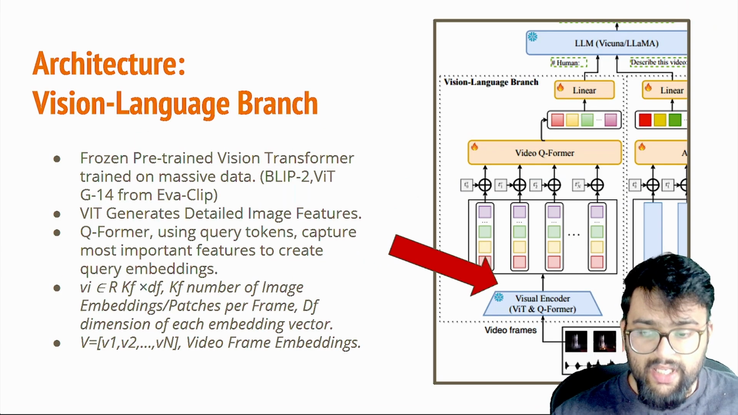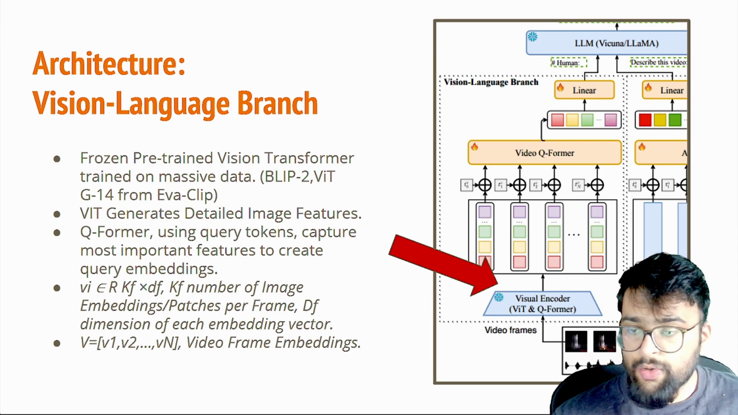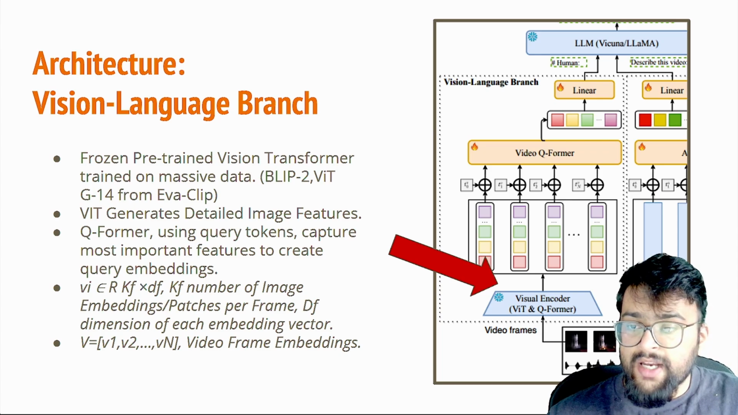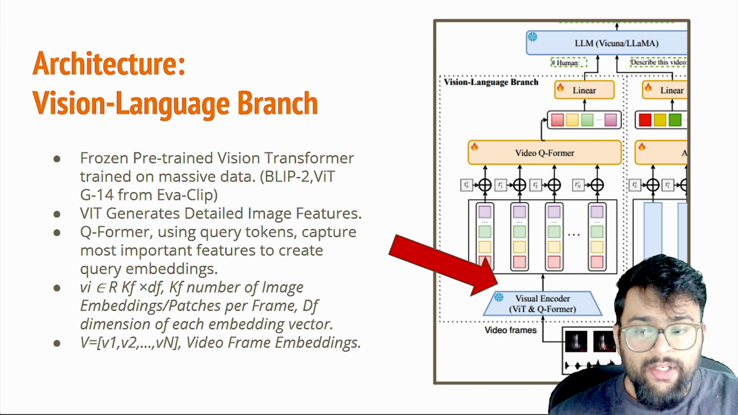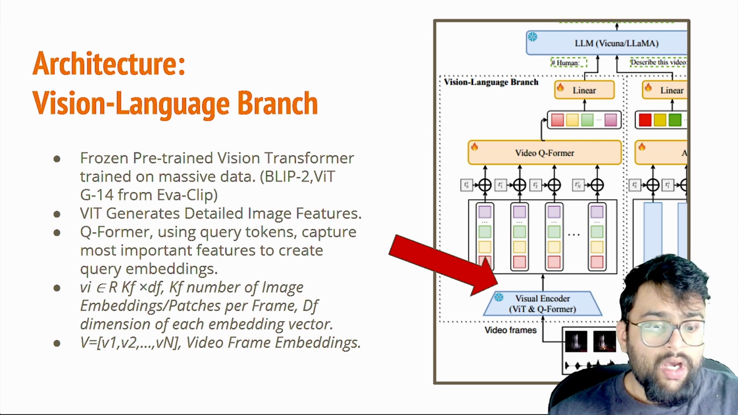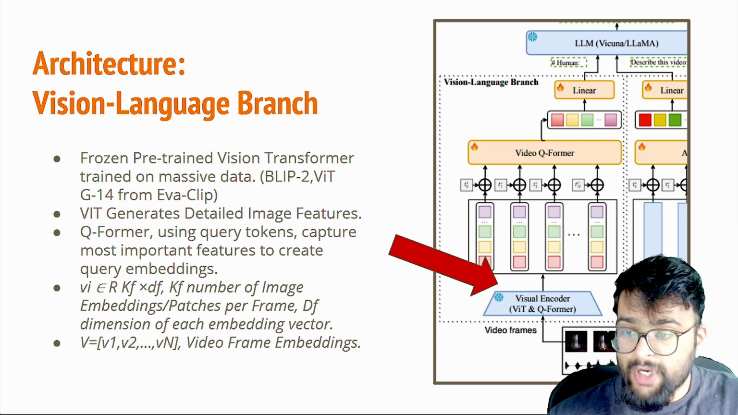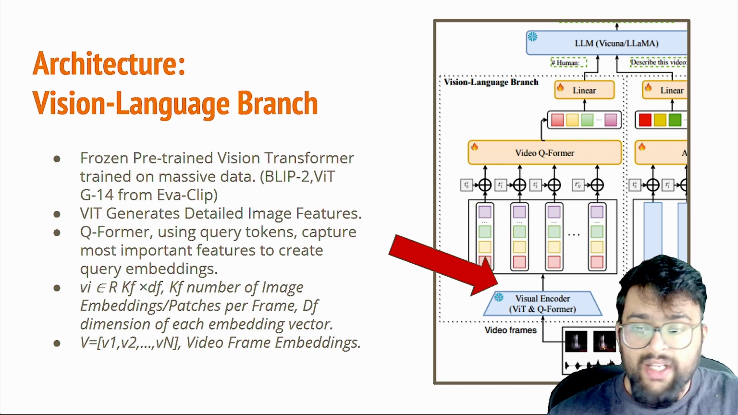So basically, the video is divided into image frames which are first fed into the visual encoder. This transformer includes a ViT that is generating detailed image features and a Q-former which is using query tokens to capture the most important features to create query embeddings. This particular step has been greatly inspired from the BLIP-2 architecture, which you can see later on as well.